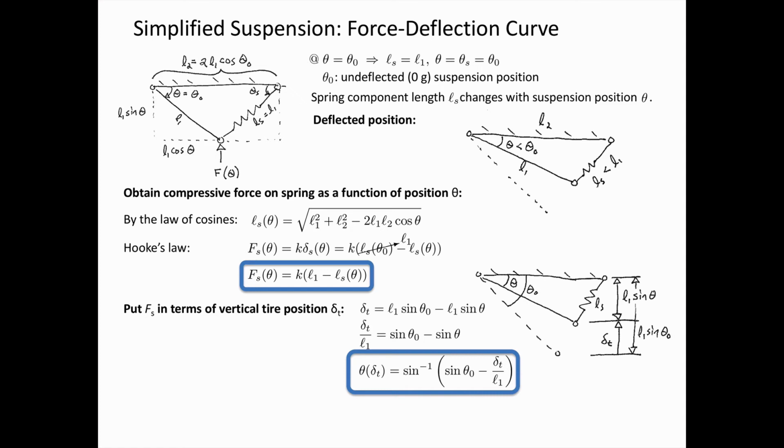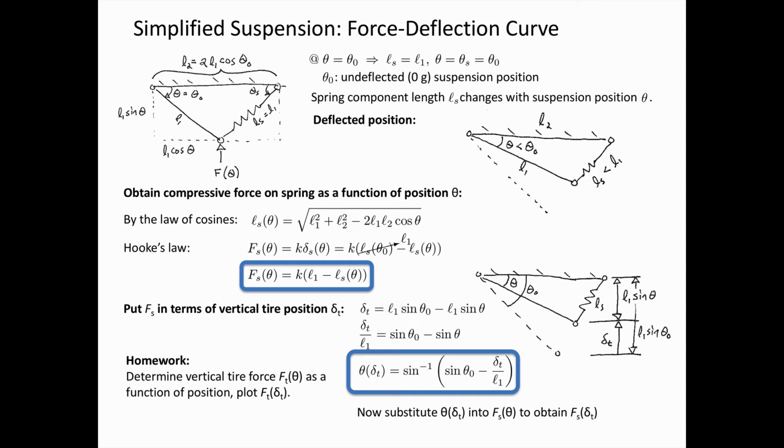And then I can solve for theta as a function of delta t. Now we can substitute theta of delta t back into the spring force as a function of theta to obtain the spring force as a function of the vertical tire deflection. So this is almost what we want, but remember, thinking back to the requirements for project deliverable 1, it's not the spring force as a function of tire deflection that we want. It's the vertical force of the tire contact patch as a function of the deflection that we want.